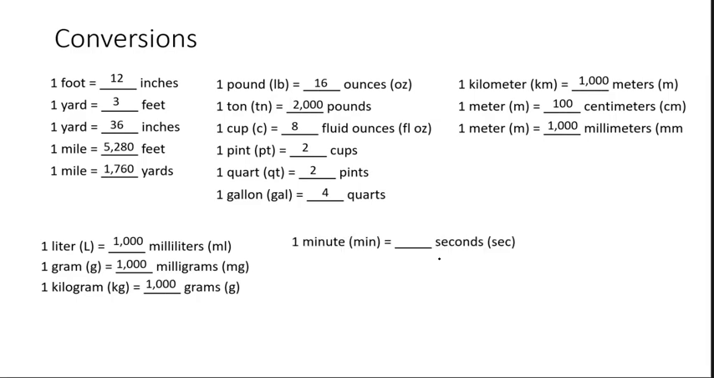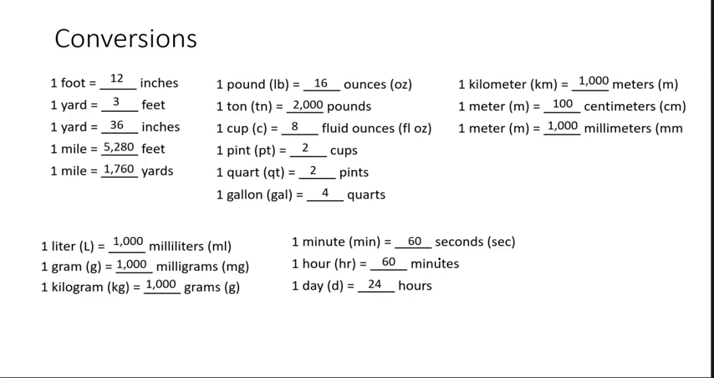Now we have some time measurements. We have 1 minute equals how many seconds? And that's going to be 60 seconds. 1 hour equals how many minutes? Again, that would be 60 minutes. So 60 minutes in an hour, and then 60 seconds in a minute. And then here we have how many hours in 1 day? Well, that's going to be 24 hours in a day.